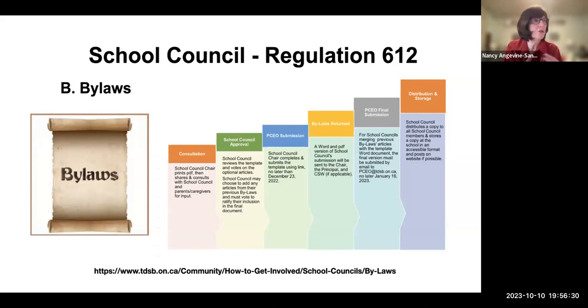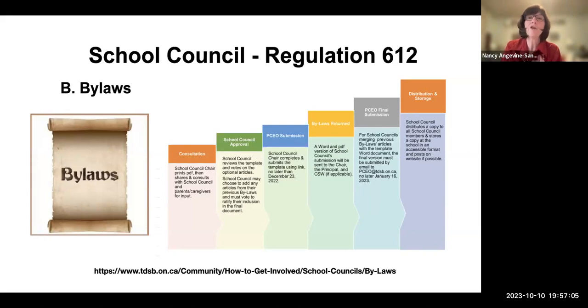School council may choose to accept their suggestions on the options, or add a couple more, take some away. Then they vote on the options that they have chosen. The chair then uses the link to submit the template. Within a week or two, you will get a Word PDF document. The chair will get a copy and the principal will get a copy. If you are a model school, your CSW will also get a copy.